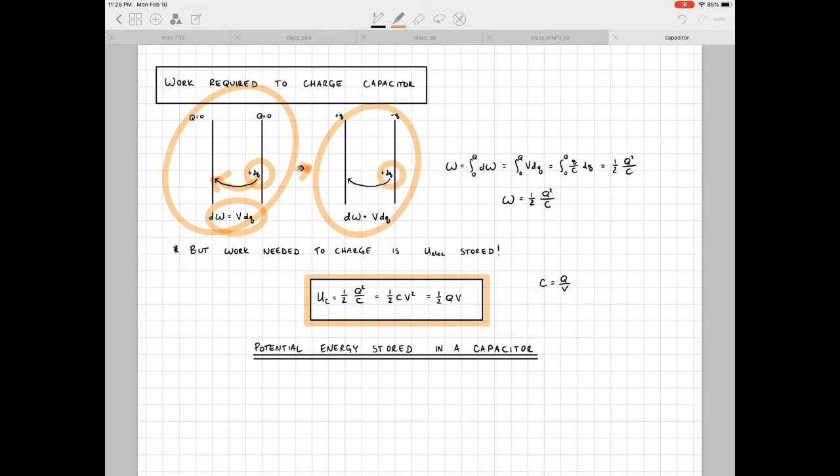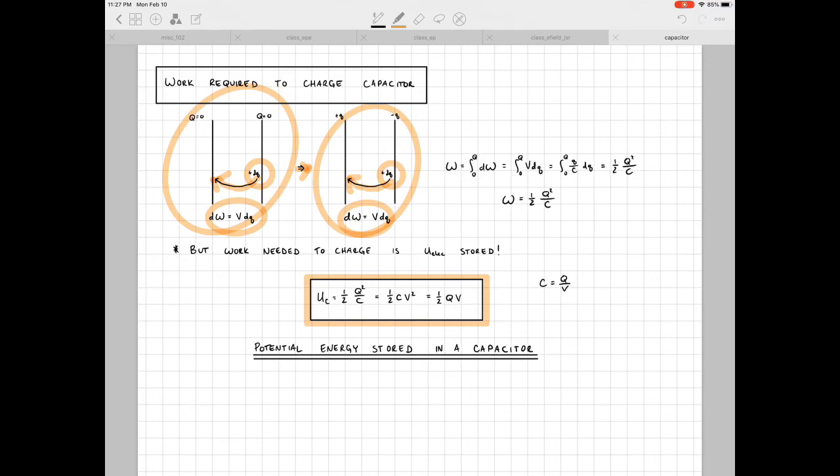Now the question is, how much work is it going to require to take another chunk over? When I go to take this over, there is more charge over on the left-hand plate than there was earlier, so it's going to require more work for me to bring this over. It's still the same expression, it's just that the amount of work needs to be more because there's more charge on the left-hand side. Effectively, you can think of repelling that dq charge, so it's going to take more work.